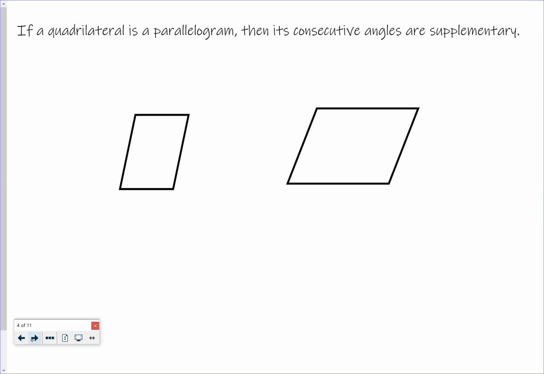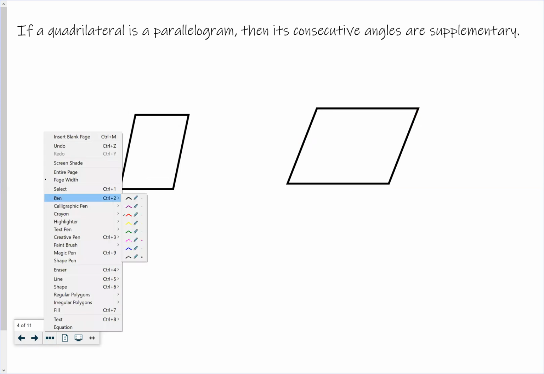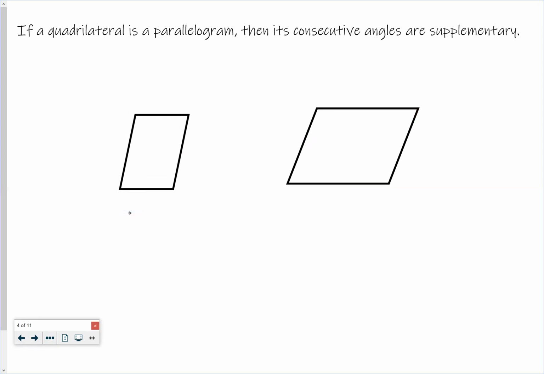All right, the next thing that's true is that if a quadrilateral is a parallelogram, then its consecutive angles are supplementary. So remember, supplementary means that they add up to 180. And remember, consecutive angles are ones right next to each other, so they're sharing a side. So this angle right here and that angle right there would have to add up to 180.